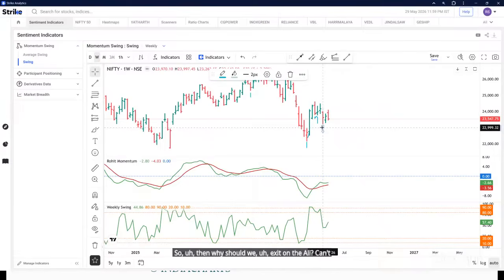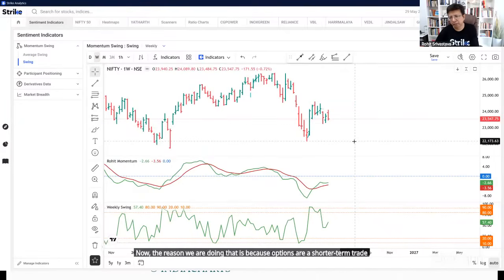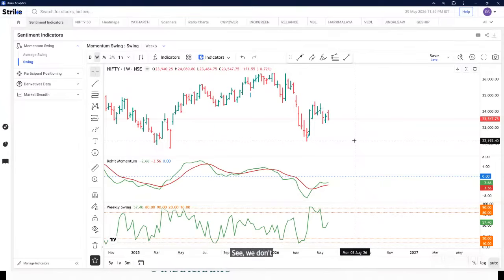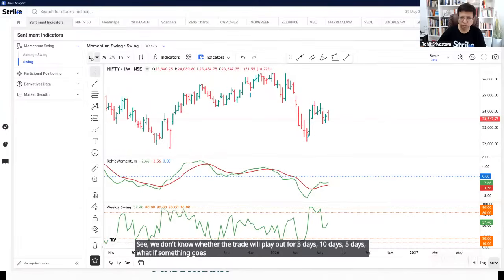Can't we exit on the daily? No, the reason we are doing that is because options are a shorter term trade. See, we don't know whether the trade will play out for 3 days, 10 days, 5 days. What if something goes wrong? Then you just hold on.